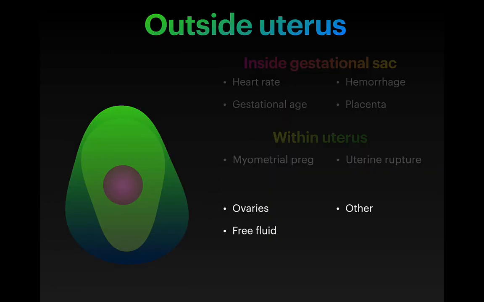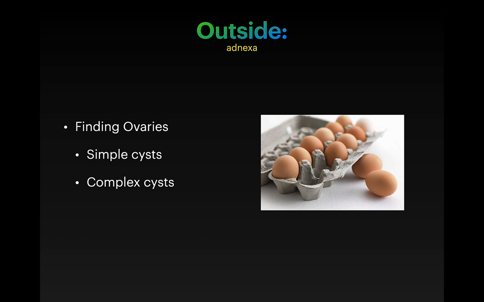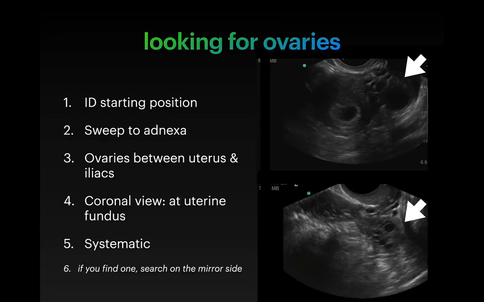All right. Moving on to outside the uterus. So we'll talk about ovaries, free fluid, and a couple other things. Once again, the free fluid you guys know well from a transabdominal ultrasound, but it's a little bit different when you see it on endocavitary. So I have a few examples for you. So first we'll talk about finding the ovaries.